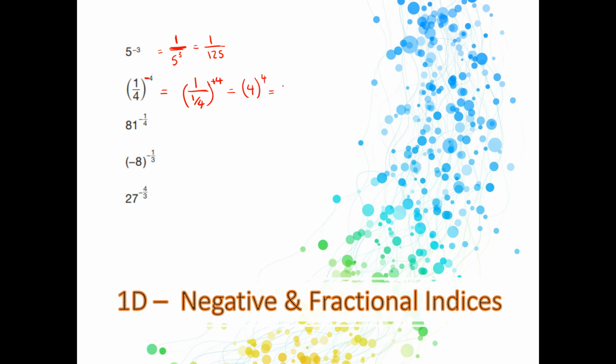So 4 to the power of 4 is 64, because 16 times 16 is 64. Sorry, no, that would be 4 to the power of 3, so actually it's 256. 64 times 64 is 256.